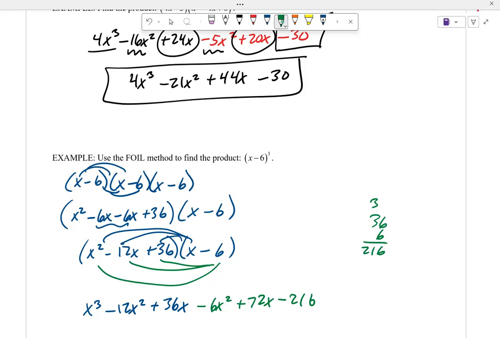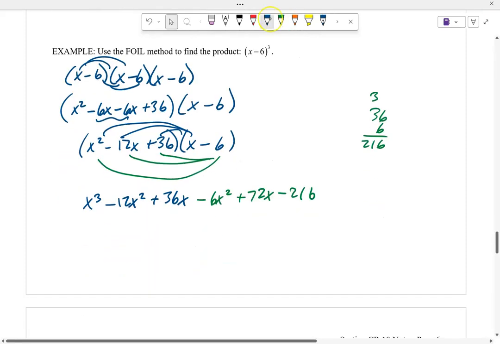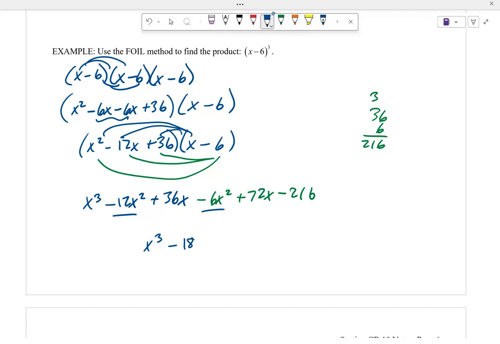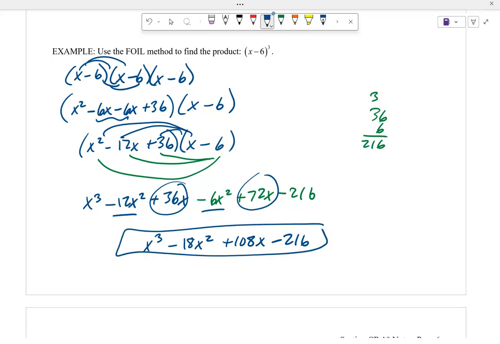And by the way, instead of doing the binomial, each of those terms times the trinomial, you could also take each of the x squared through to both of those, then the minus 12x through to both of those, then the 36 through to both of those, and you'd get the same thing. But let's go ahead and clean this up. X to the third, I got a minus 12x squared minus 6x squared is a minus 18x squared. I got 36 plus 72, so that's 108. And then a minus 216 at the end there.